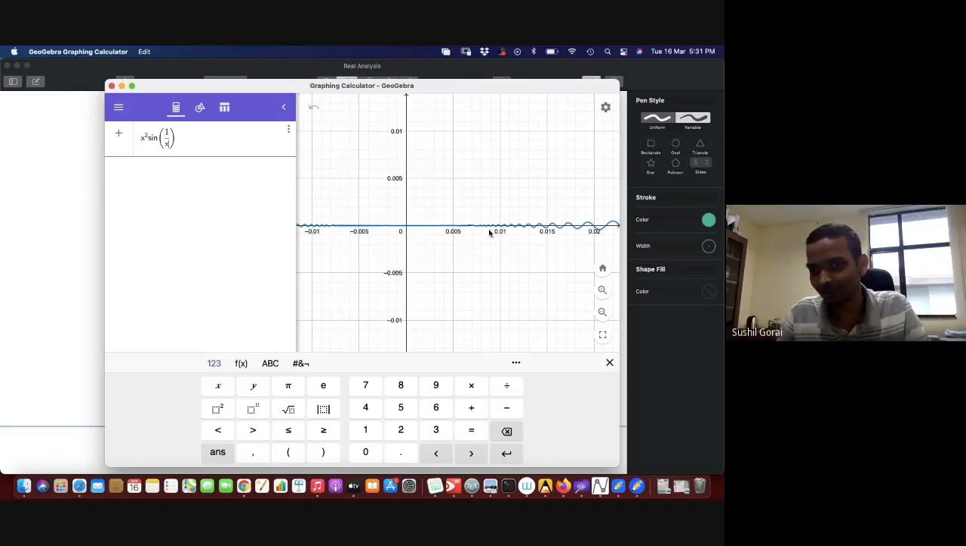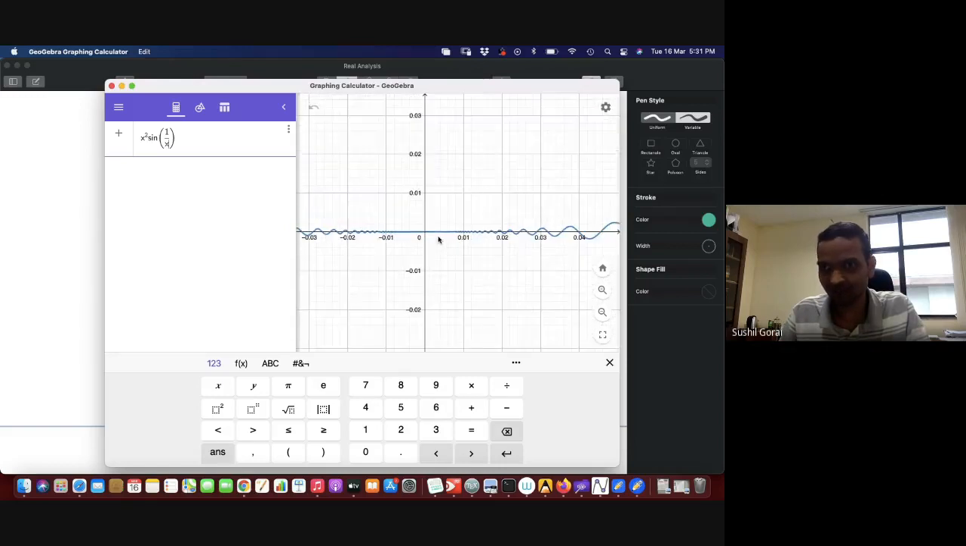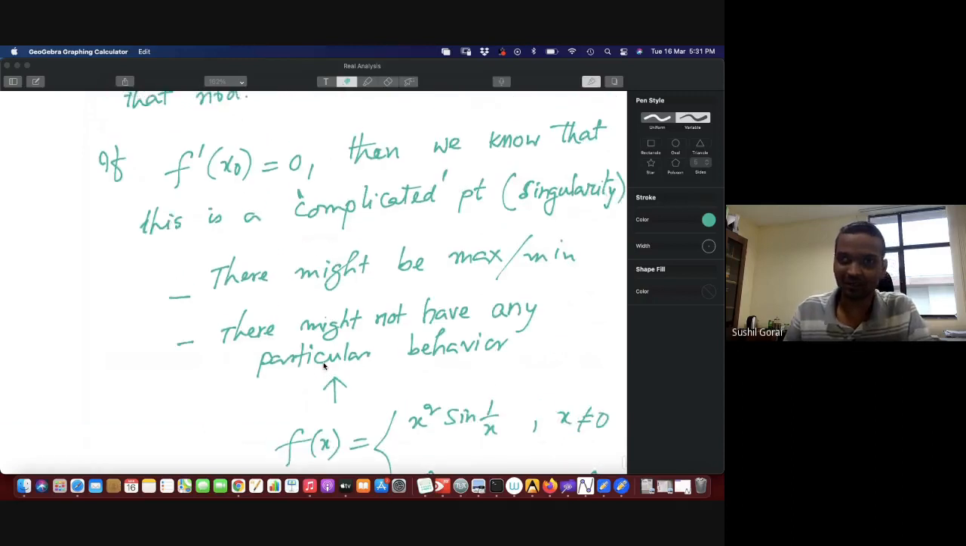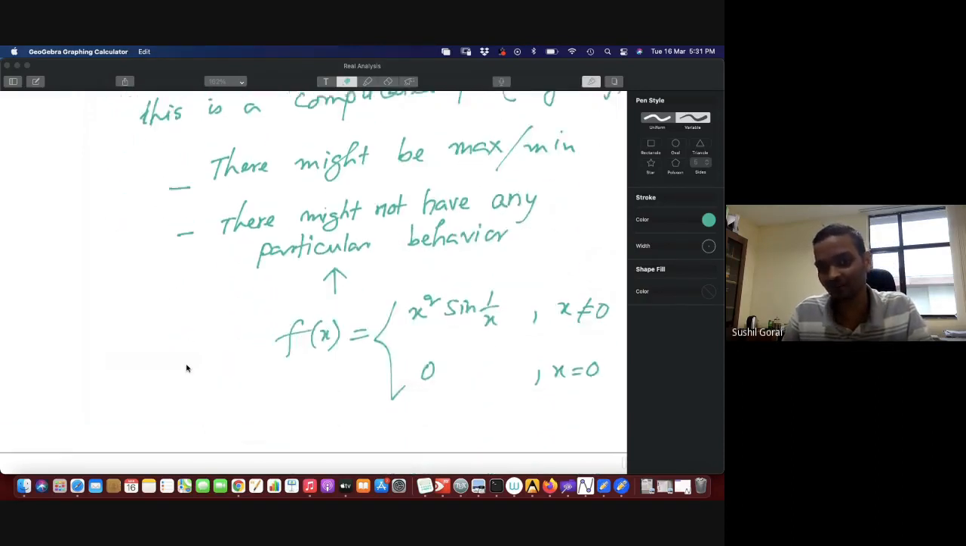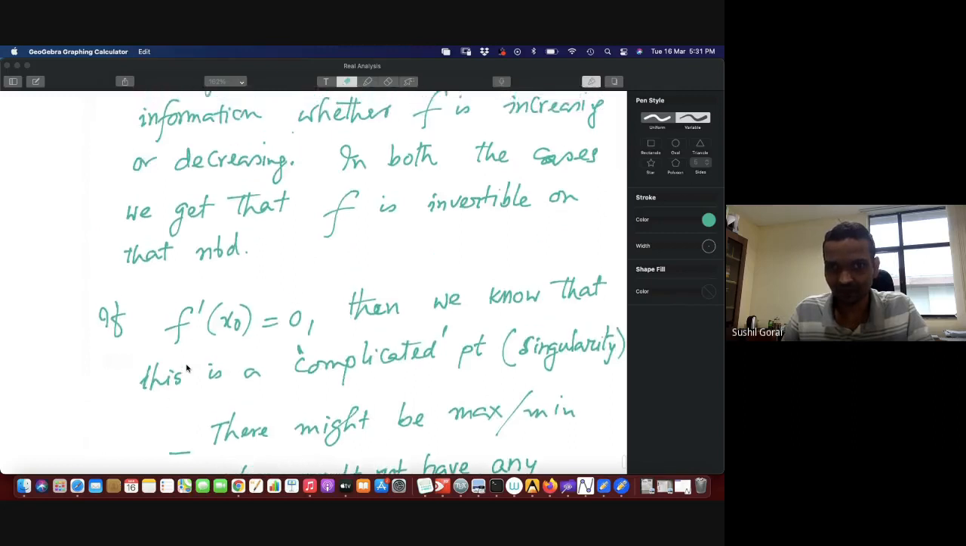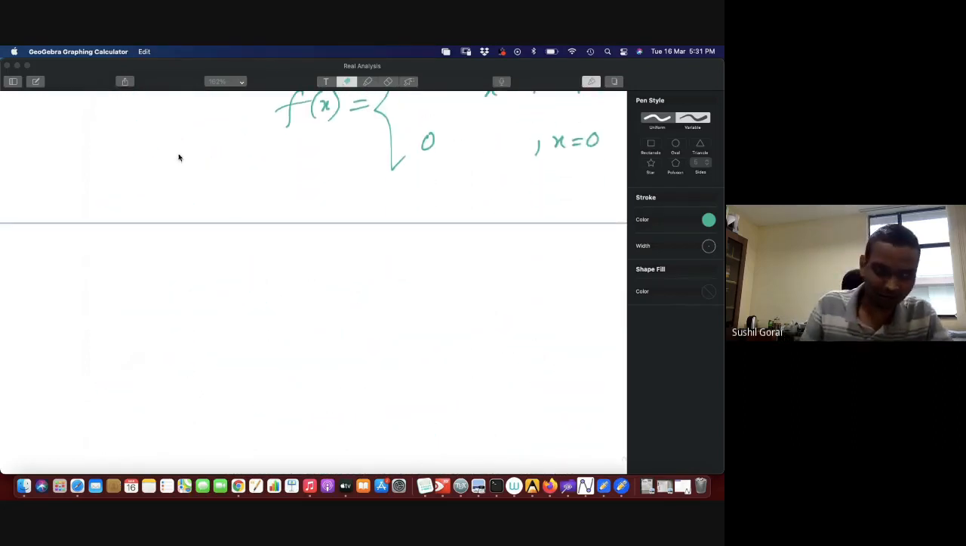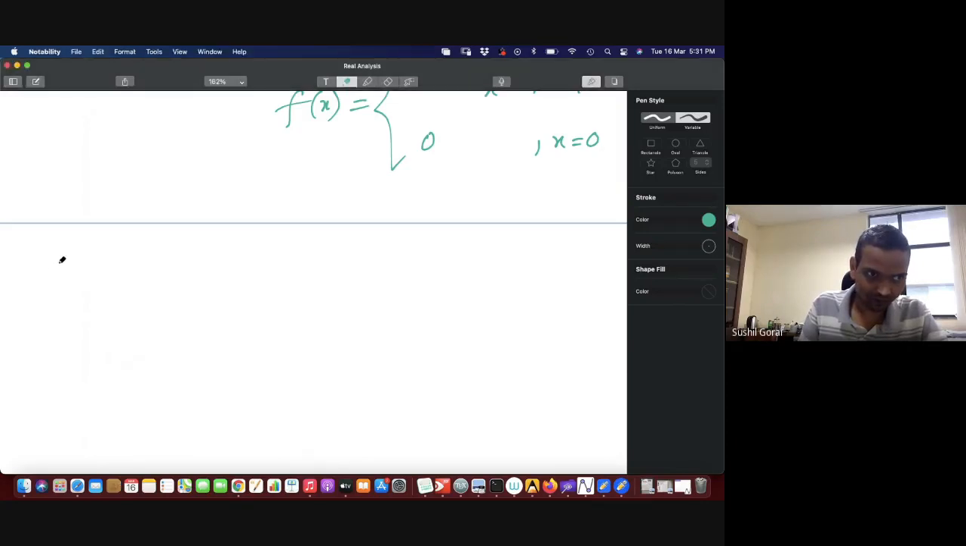But of course, this is a behavior which cannot be studied as such. This is not a standard behavior, right? So it is neither increasing nor decreasing. So this is complicated. So many things can happen there. When this derivative is 0, many things can happen. All right. So now we go to this question of second derivative.